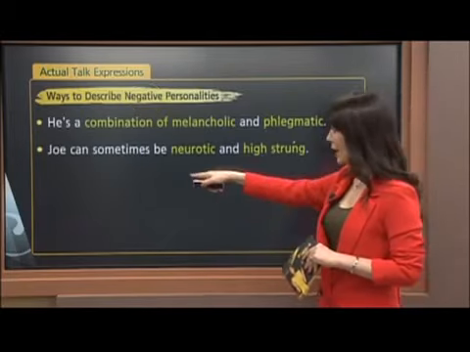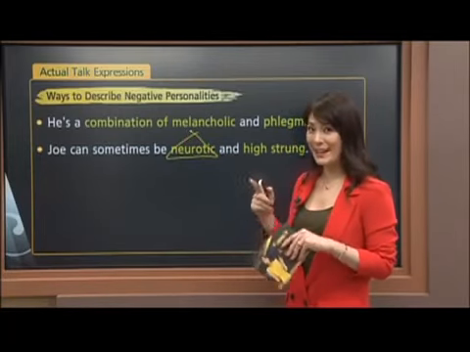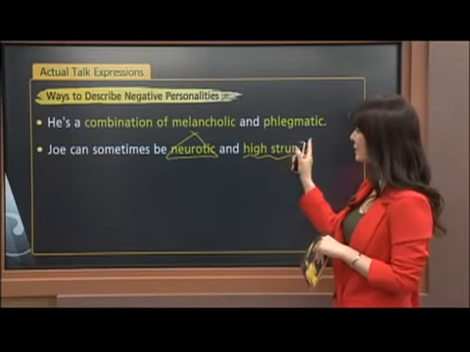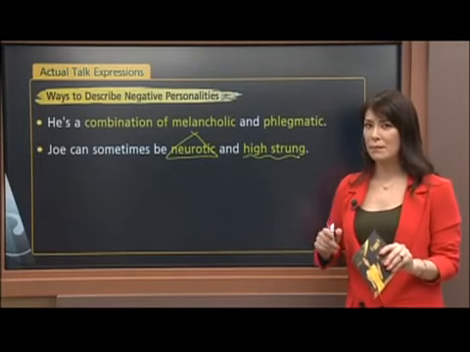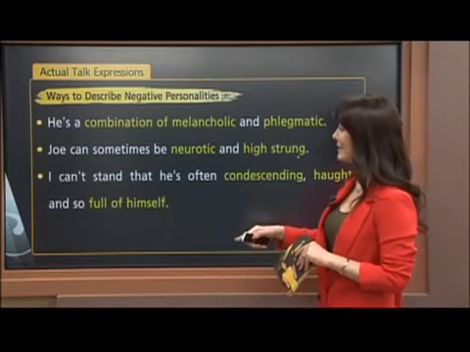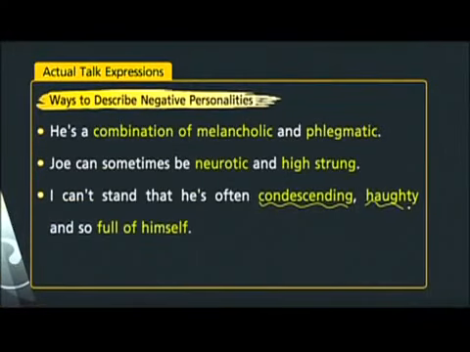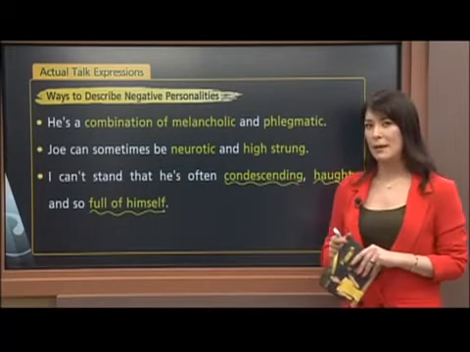Joe can sometimes be neurotic. What does that mean? I hope you remember, kind of crazy, has ups and downs, and high strung as well. So these are very similar expressions you can use when you want to talk about something that's not stable, that can be really crazy sometimes and very sensitive. Moving on, I can't stand that he's often condescending, haughty, and full of himself. Now, these are all very, very similar.